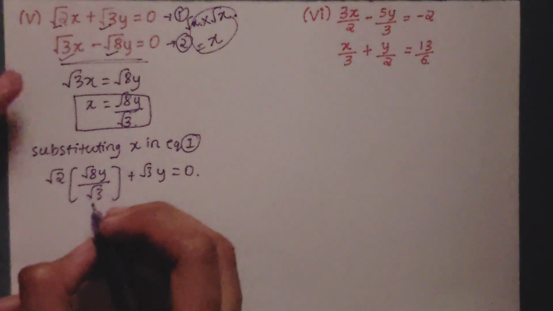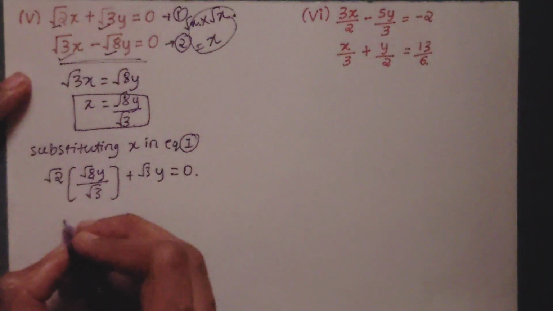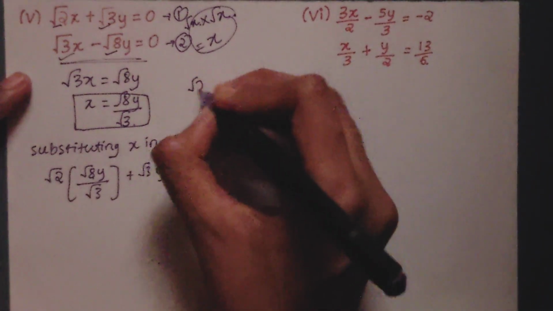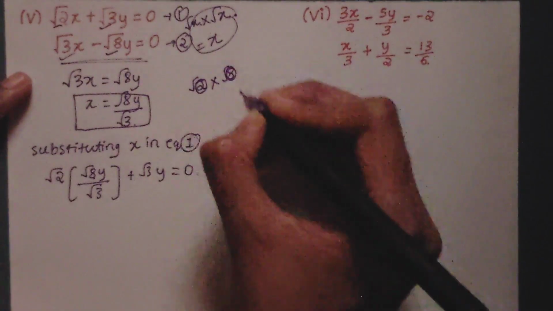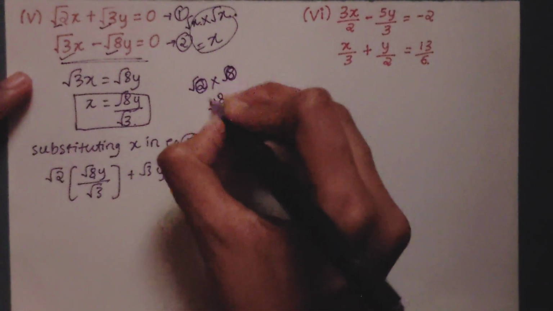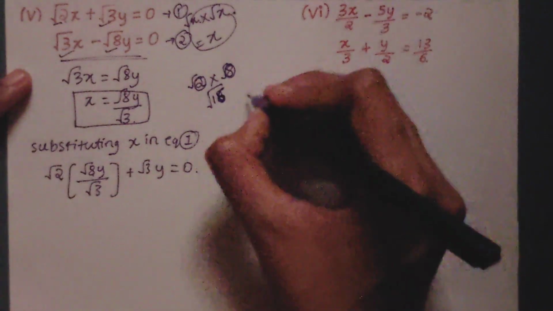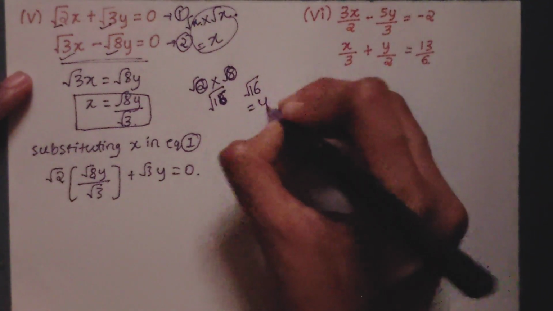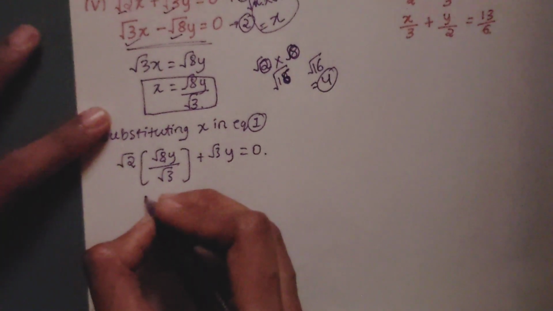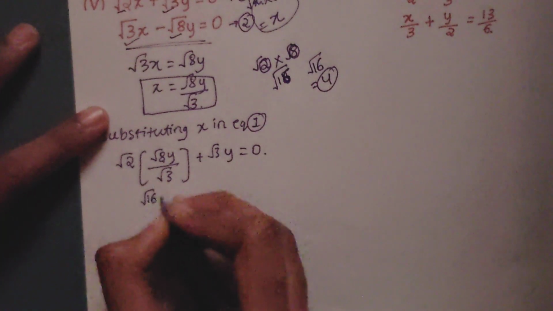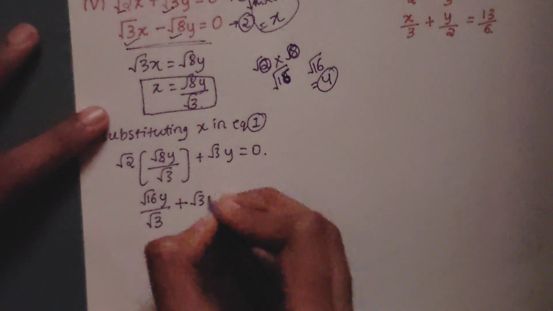Right now, multiply root 2 into root 8. Multiply the inside things: 2 8s are 16 and the root stays as it is, which means root 16. What is root 16? It is 4. So this will give you root 16y upon root 3 plus root 3y is equal to 0.